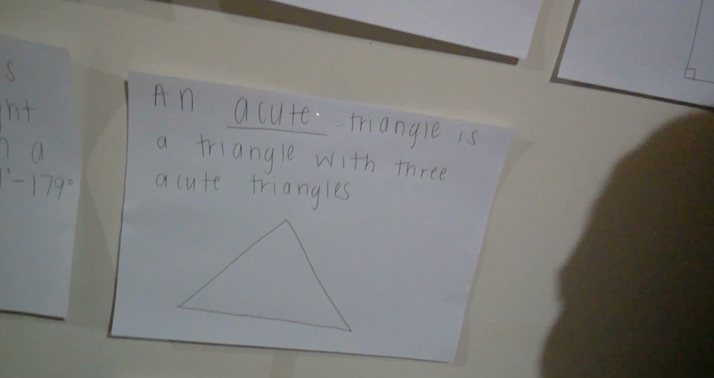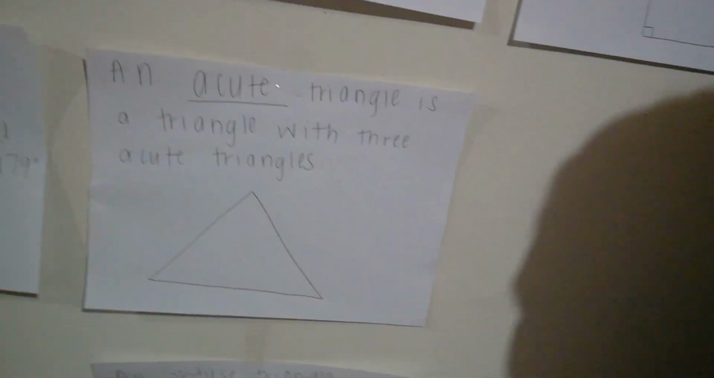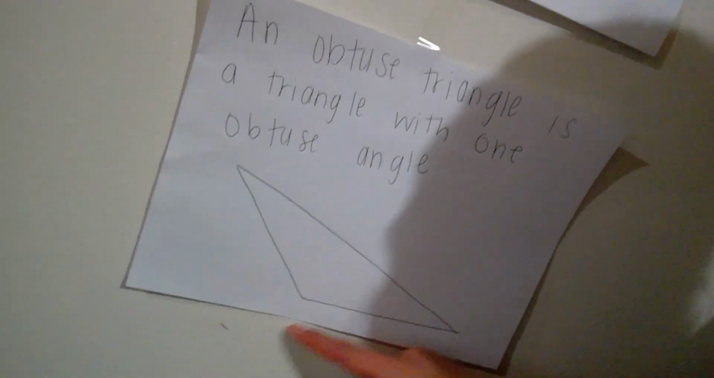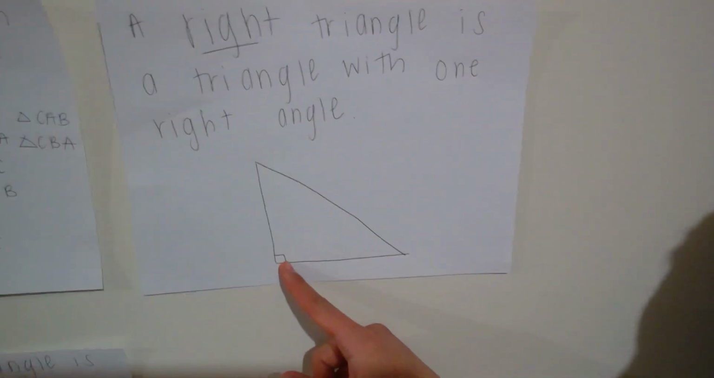Then we talked about triangles. An acute triangle has 3 acute angles. An obtuse triangle has 1 obtuse angle and 2 acute. And then a right triangle has 1 right angle and 2 acute angles.